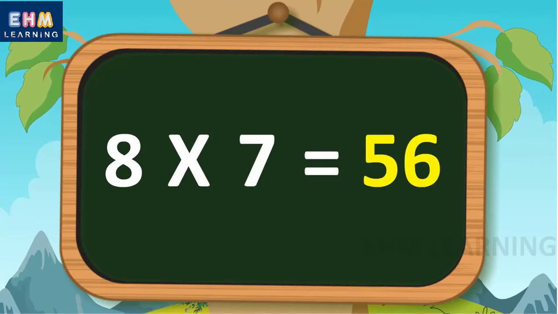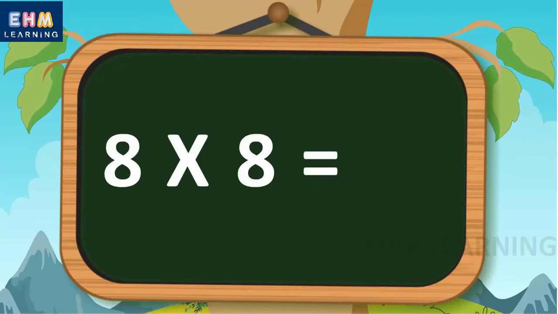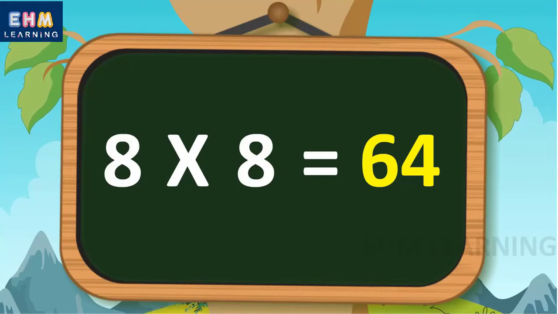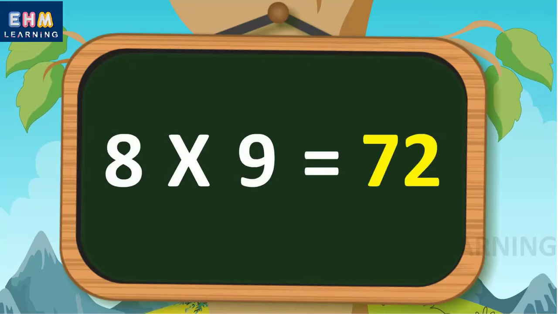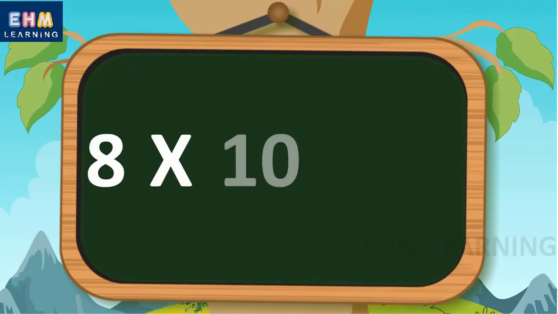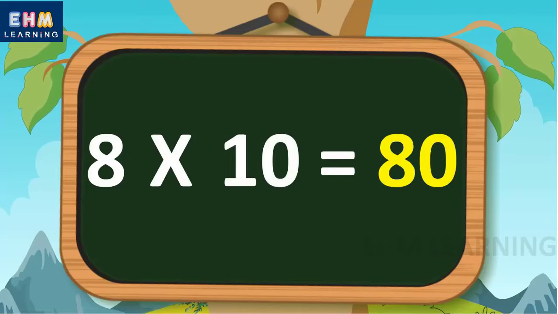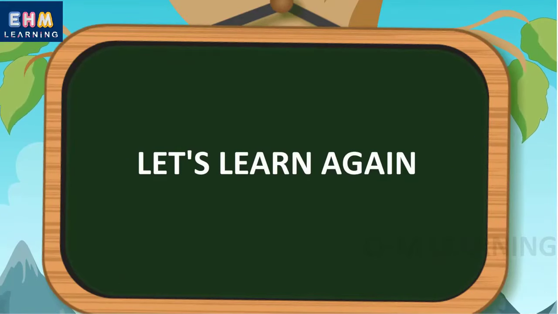8 sevens are 56. 8 eights are 64. 8 nines are 72. 8 tens are 80. Let's learn again.